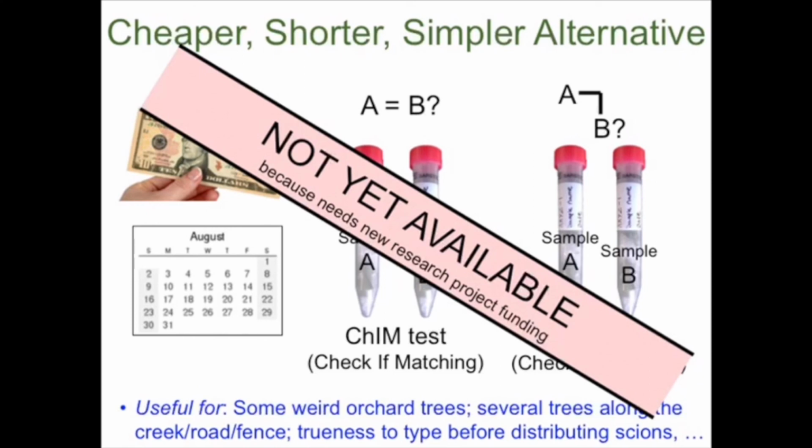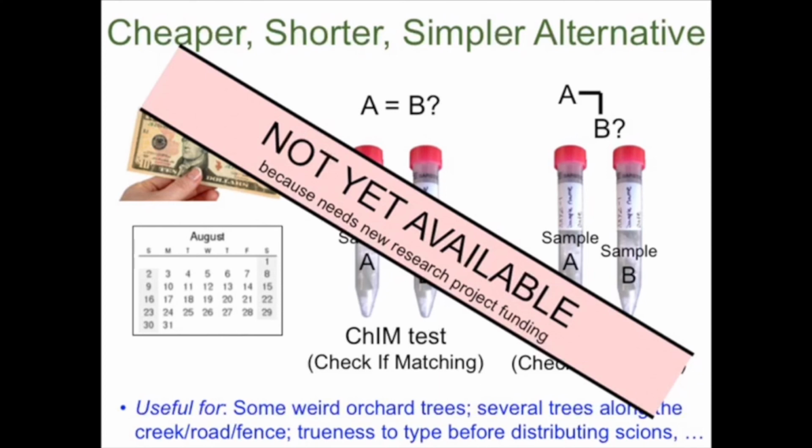So this sort of test would be useful for, you've got some weird orchard tree, that row, it's all meant to be the same thing, but there's one that stands out, what's going on, or several trees along the creek or the fence, etc. Or testing trueness to type before scions are distributed. There's a big issue with that, I know, in the cider industry. So that's what I want to get available. It's not yet available because it needs new research project funding for this dedicated effort.